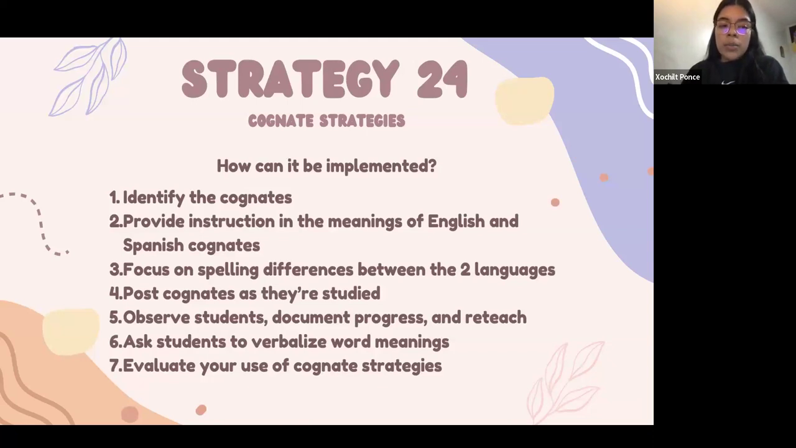The second step is to provide instruction on what the cognates mean. The third step is to focus on the spelling differences between the two languages. The fourth step is to post cognates as they are discovered. An example is a cognate chart, which works great as a reference for the students. The fifth step is to observe the students' progress and keep documentation of it to understand if they need further assistance. The sixth step is to ask students what the meaning of the cognates you are currently studying are. The final step is to evaluate yourself, the teacher, on how to improve your cognate strategies gradually.